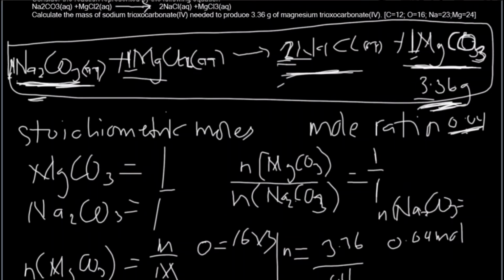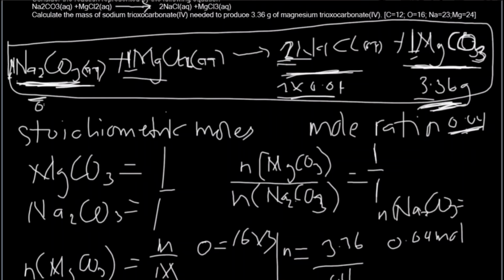So for this, each one is 2 times 0.04. But that's not what we need. We need this one. Okay. So we need Na2CO3. So once they are the same, 1 is to 1, it means they have the same moles. Okay.